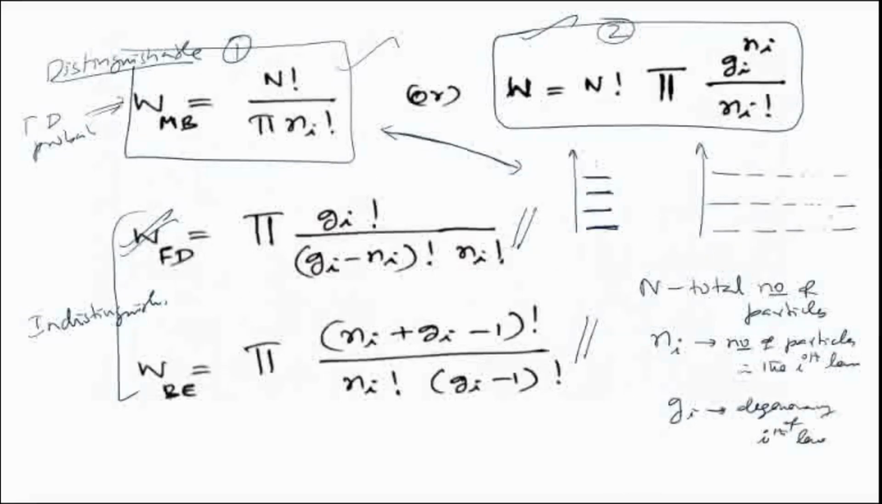Suppose we take the ground level. How many states are there? That is nothing but the degeneracy of the ground level. It may be 10 or 20 or whatever it is. So what is Gi? Gi is nothing but the degeneracy of the ith level. Degeneracy means the number of states available in the ith energy level. So keep these formulas in mind. Actually, we can derive these formulas, but we don't have that much time, so I'll give you the formula in the beginning itself.